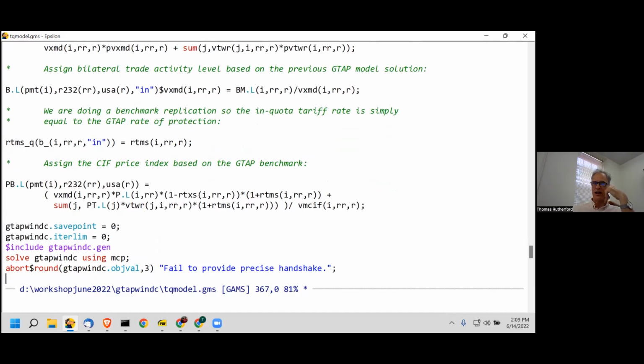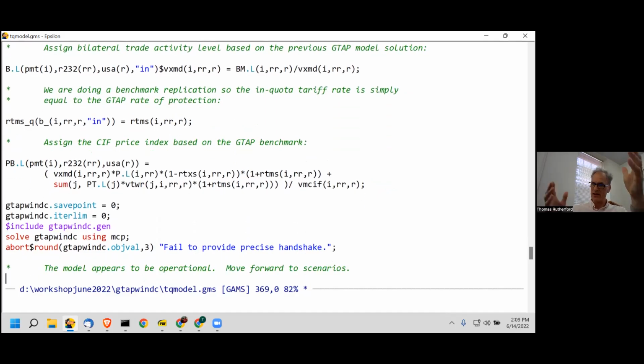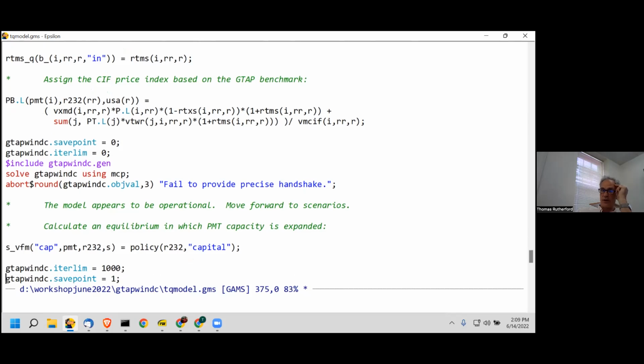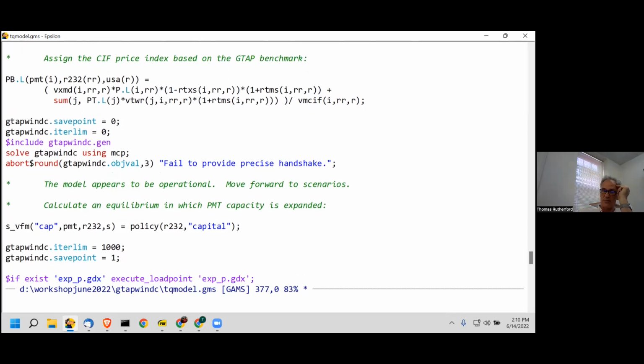And now I do a double check that I have the bilateral trade flows represented, and everything gives me a handshake. So here I double check that I can replicate the base year with the bilateral trade flows. Now the model's operational, and I can move forward to doing scenarios. So I can calculate an equilibrium in which the PMT capacity is expanded. Here, the shock I'm doing is to make the model actually do something.